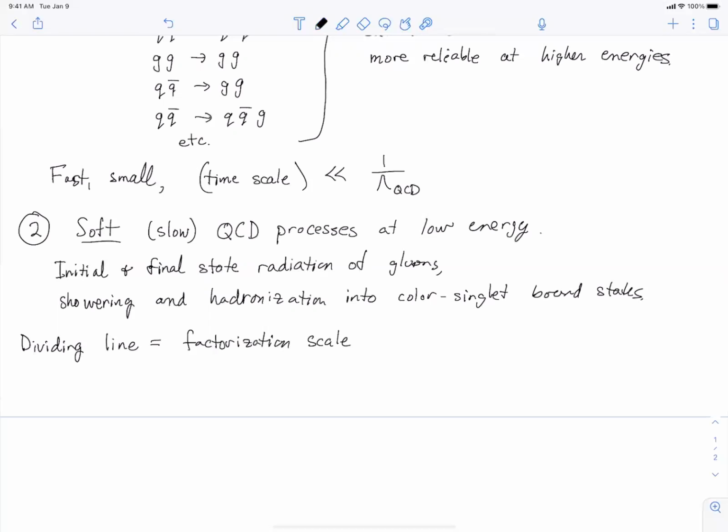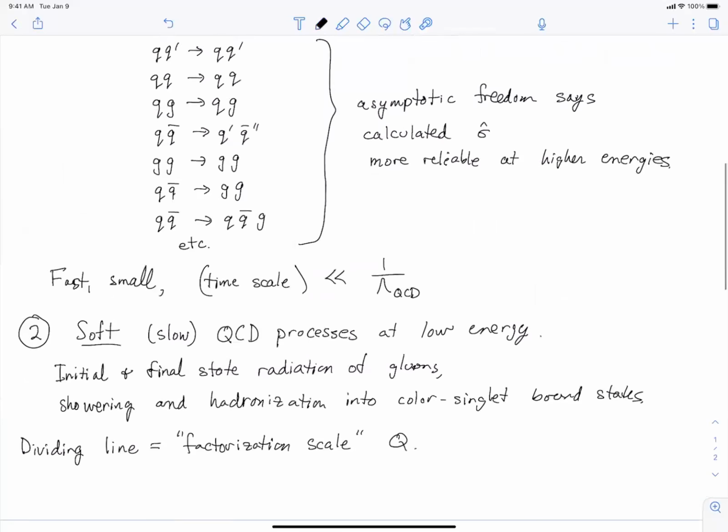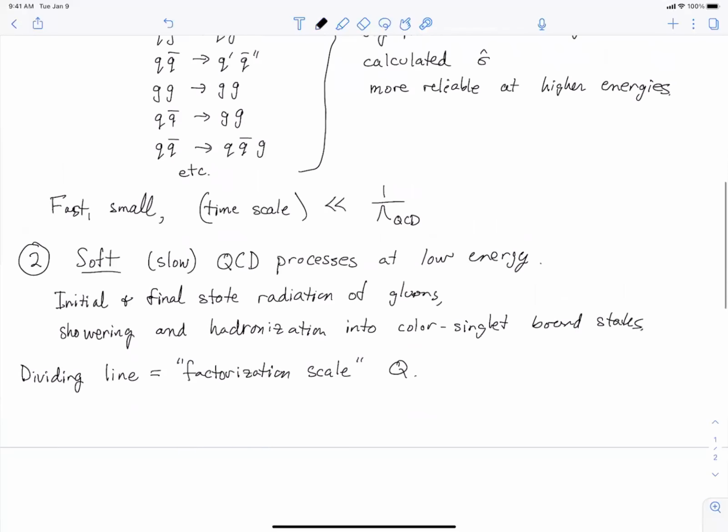And I think it's traditionally called Q. It's some quantity in units of mass or energy or time or distance. If you're smaller than that, then it's considered part of the hard scattering. And if you're larger than that, it's considered part of the soft process. So somehow we have to put these two things together.